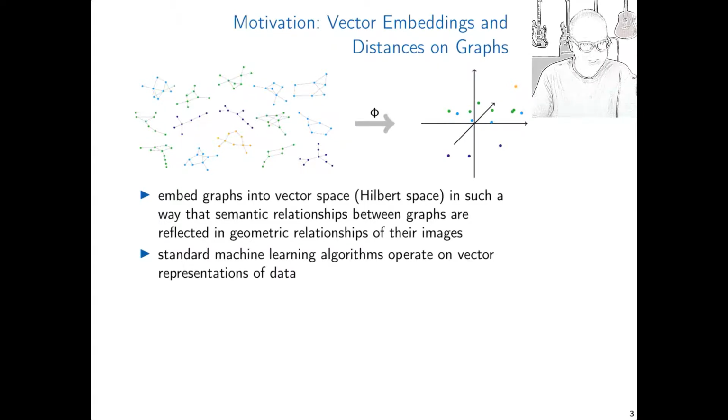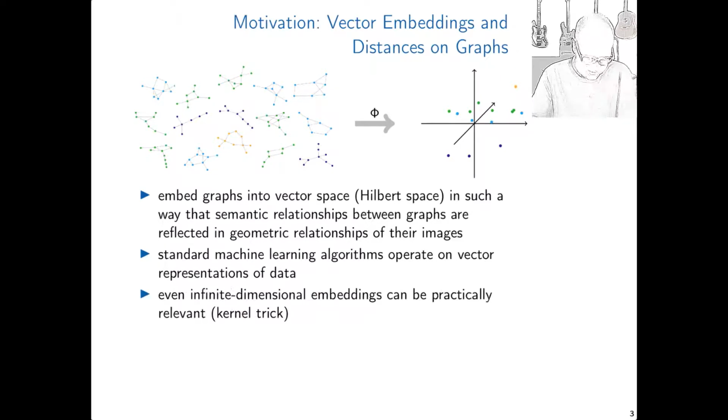The practical reason for an interest in this comes from machine learning, because standard machine learning algorithms operate on vector representations of the data. And if we want to do machine learning on graphs, well, vector embeddings give us such vector representations. And actually, even in practice, these embeddings can be infinite dimensional. There's a trick known as the kernel trick that handles infinite dimensional data by just accessing them through their inner product, which we always have in the Hilbert space.